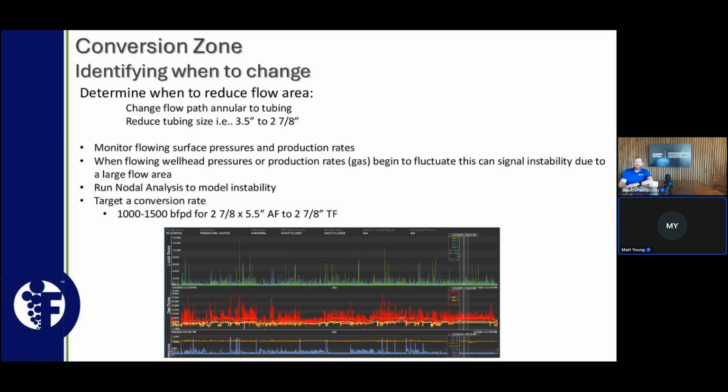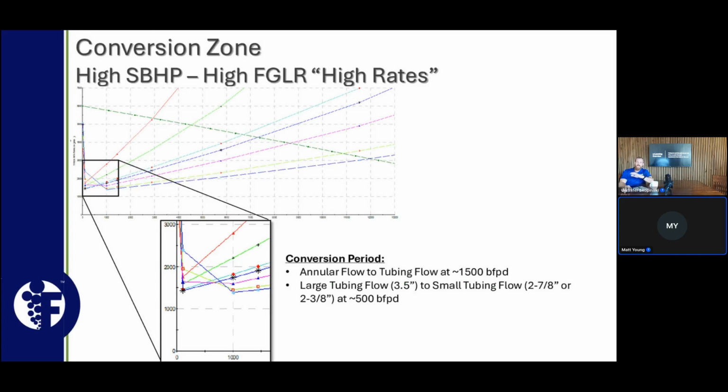So another thing we can do is you can run nodal analysis to model that instability. You can run those hydraulic models to understand that. So if we go back to our first example here, higher formation GLR, higher liquid rates, because that formation GLR, or that total GLR, is so high, we can look at converting from, say, annular flow to tubing flow around 1,500 barrels per day. And once we achieve that 1,500 barrels per day of total production, water and oil, we can look at converting from annular flow to tubing flow.